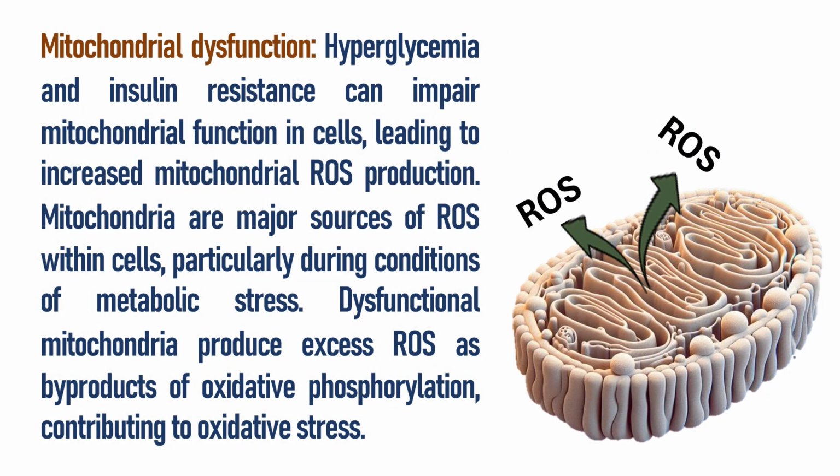Mitochondrial dysfunction. Hyperglycemia and insulin resistance can impair mitochondrial function in cells, leading to increased mitochondrial reactive oxygen species production. Mitochondria are major sources of reactive oxygen species within cells, particularly during conditions of metabolic stress. Dysfunctional mitochondria produce excess reactive oxygen species as byproducts of oxidative phosphorylation, contributing to oxidative stress.